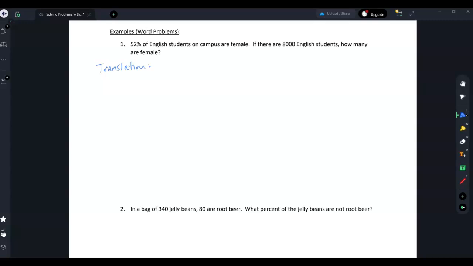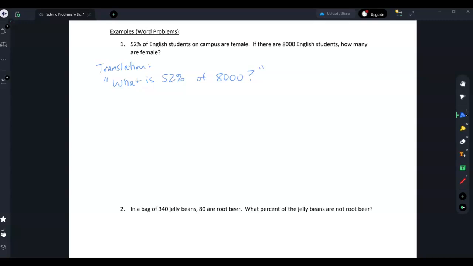In this case, I basically can say, well, I know the total, and I know the percent, so I must be trying to find the is part. So really what it's asking me here is: what is 52% of 8,000? And that's really the tricky part of using translation on story problems, being able to summarize and rewrite your question.